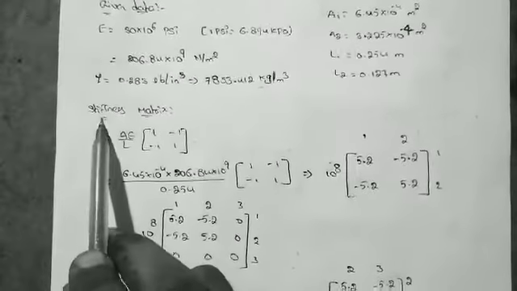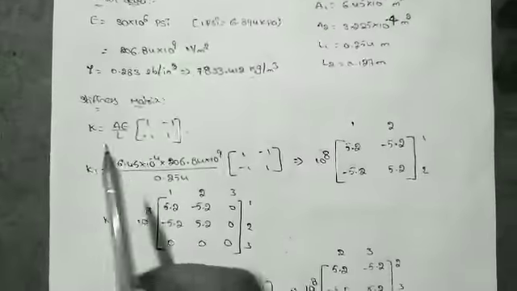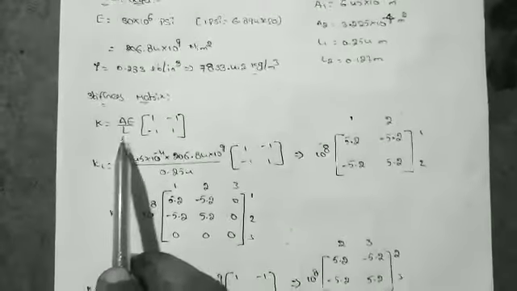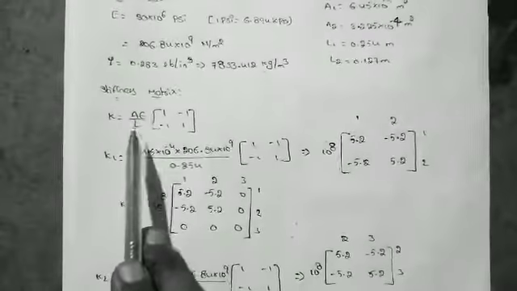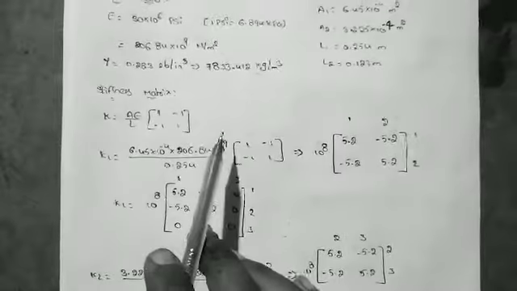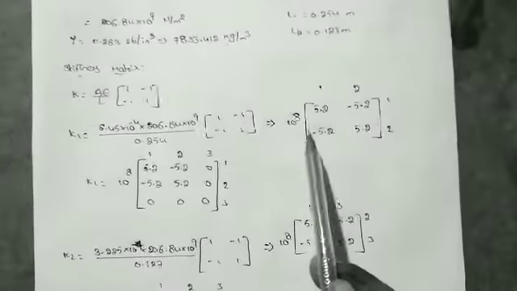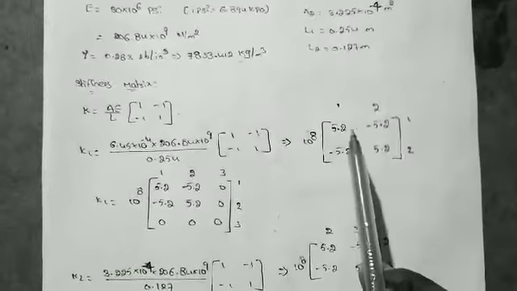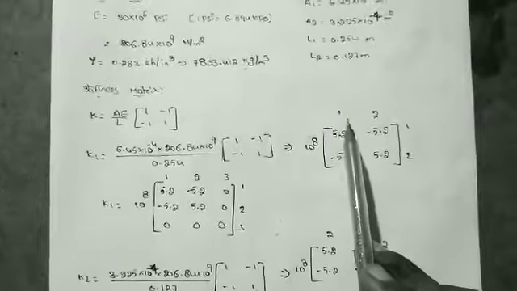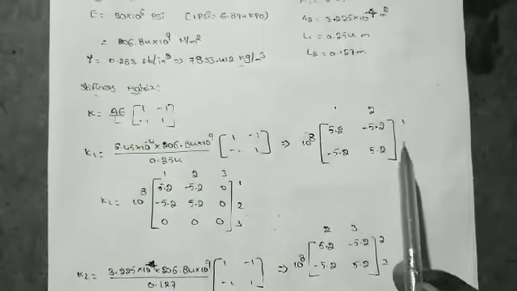Then the stiffness matrix formula for the bar element is K equals AE by L times the matrix [1, -1; -1, 1]. Here the values of area, Young's modulus and length are given in this problem. Substitute those values and you will get the matrix like this. The first element has nodal numbers 1 and 2, so you indicate nodal numbers 1 and 2 at the top and the right side.